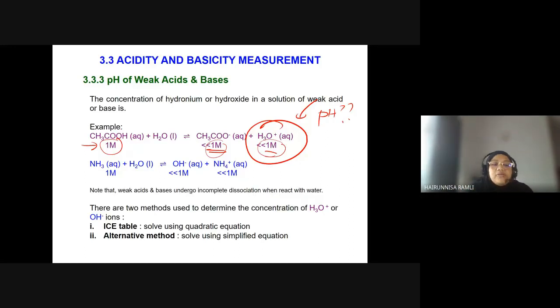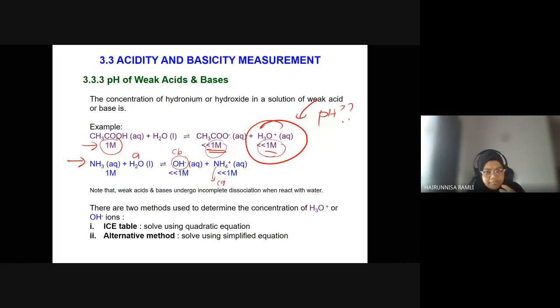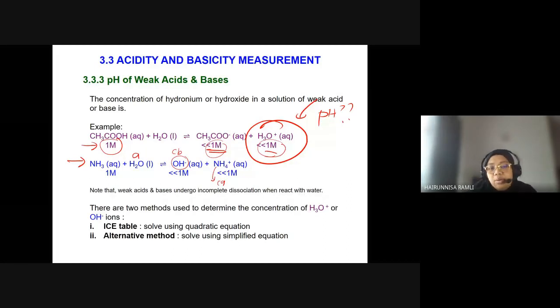Okay, same goes to ammonia. Sama lah, weak base. Weak base, ammonia, tambah water. Water kat sini jadi acid. So you akan dapat OH minus, this is conjugate base. So NH4 plus is conjugate acid. Sama je. Dia tetap less than one molar.